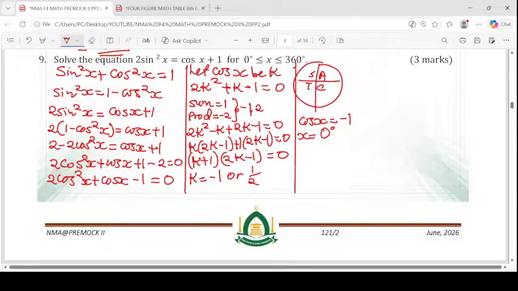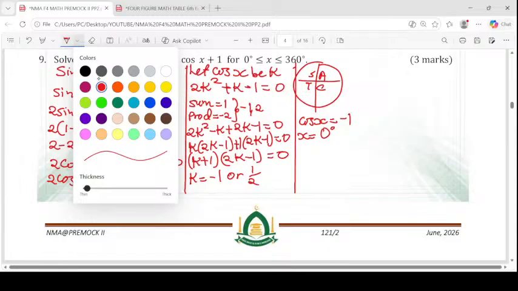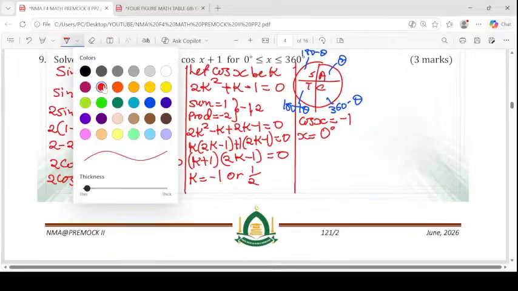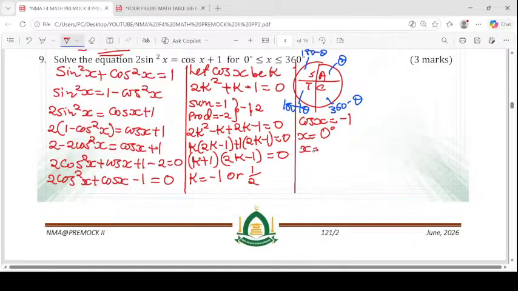We know that in the first quadrant, this is normally theta. In the next quadrant, it is 180 minus theta. In the third quadrant, it is 180 plus theta. In the fourth quadrant, it is 360 minus theta. Because we know now that cos is negative in the second and third quadrant, in the second quadrant, it is 180 minus theta, so that x is going to give you 180 degrees. In the third quadrant, it is still 180 plus theta, so 180 plus 0, it is just 180.